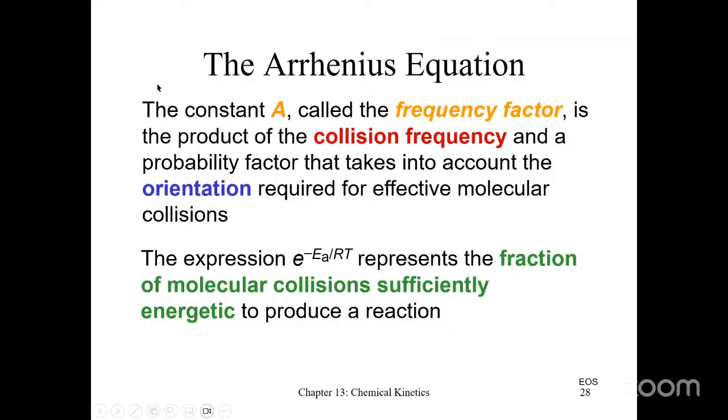This is just an explanation of the frequency factor. It's a product of two terms. One is the collision frequency, and the other one is a probability factor, which takes into account the orientation required for the molecules to react when they collide. And then this part of the Arrhenius equation represents the fraction of molecular collisions sufficiently energetic to produce a reaction. So that's what this part means.